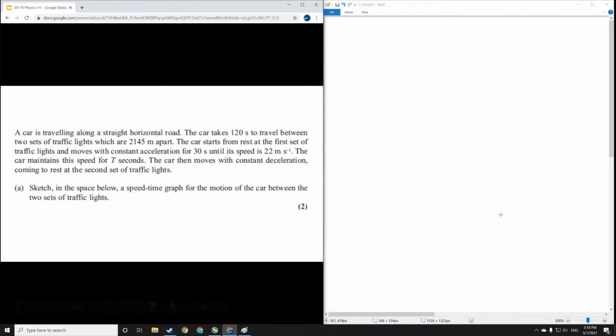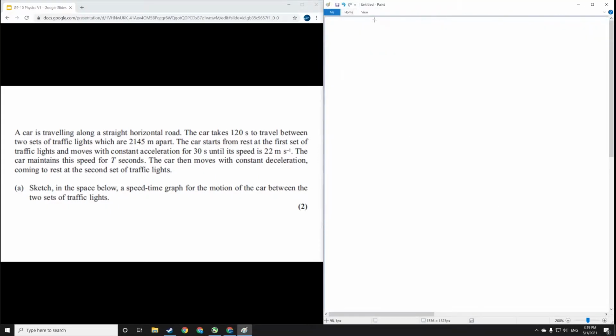Alright, well, this is a slightly more complicated question now. A car is traveling along a straight horizontal road. The car takes 120 seconds to travel between two sets of traffic lights, which are 2145 meters apart. The car starts from rest at the first set of traffic lights and moves with constant acceleration for 30 seconds until its speed is 22 meters per second. The car remains at that speed for t seconds. The car then moves with constant deceleration, coming to rest at the second set of traffic lights.